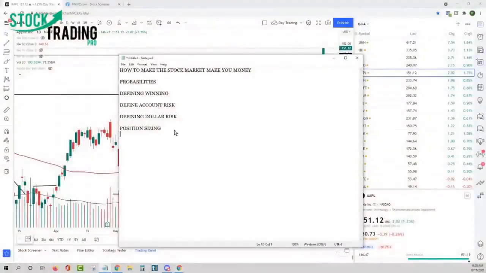So position sizing. Next, we're going to talk about order flow. We get tons and tons of questions about order flow.